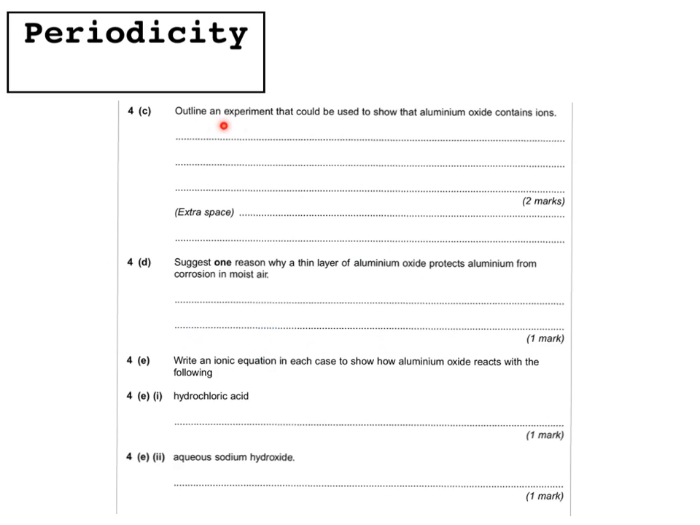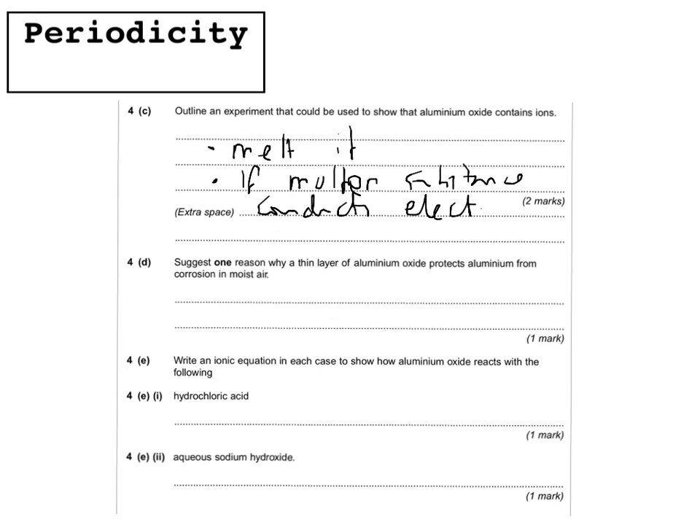Next question, outline an experiment that could be used to show that aluminium oxide contains ions. So here, you could melt it, and then if the molten substance conducts electricity, it contains ions.